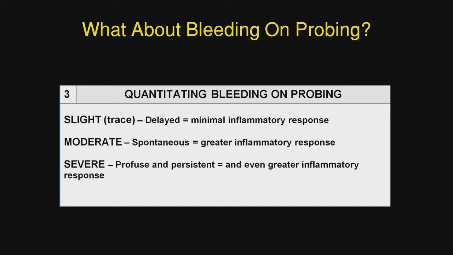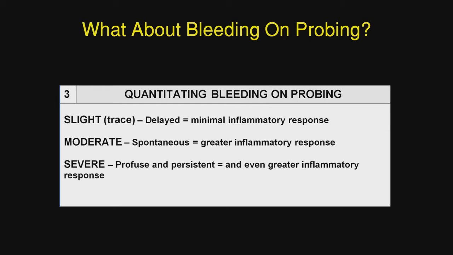We want to quantitate bleeding on probing. Slight bleeding on probing is a trace, it's delayed, it means there's minimal inflammation, and therefore not very significant. A typical case would be on the mandibular left: you probe tooth number 18, you see no bleeding on probing. You probe tooth number 19, you see no bleeding on probing. But when you get to tooth number 20, maybe on 18 or 19, a little blood has oozed out. Really not significant, but we do need to be aware that there was some bleeding on probing.